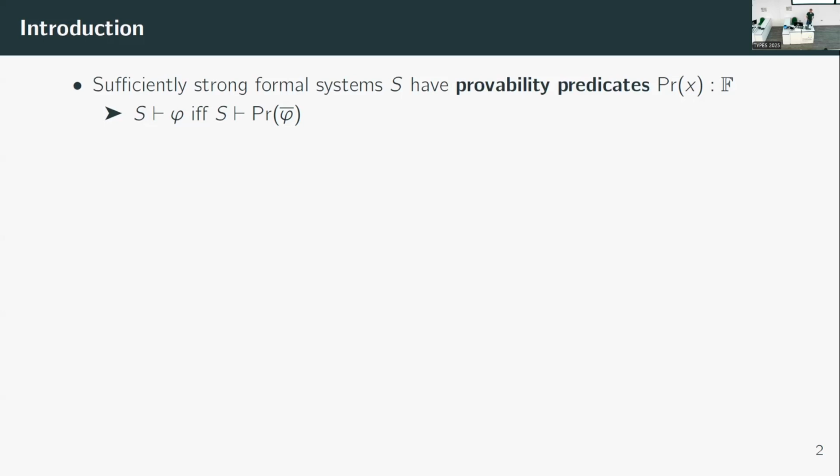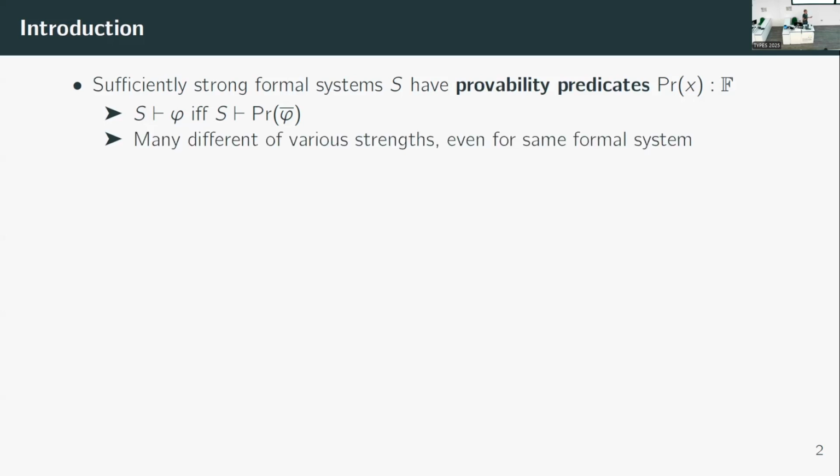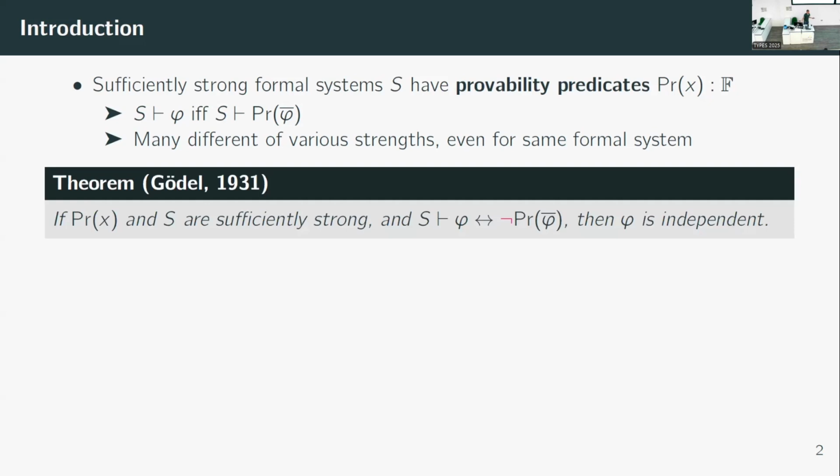Seems quite simple, but in fact it's quite technical, because there are many different provability predicates of various strengths, even for the same formal system. They may all satisfy this equivalence here, but what you can say about them on the object level may be substantially different. And this is something we also ran into while working on this project. Are they interesting? Yes, they are. They give rise to really interesting results.